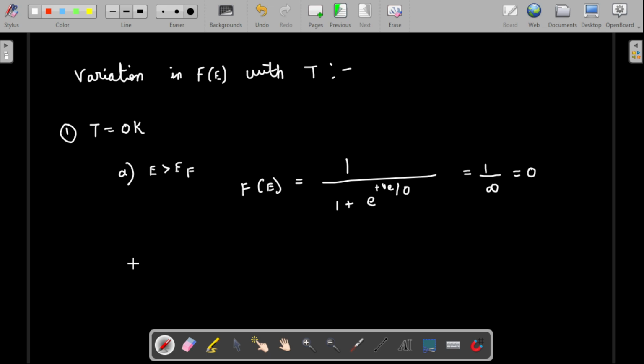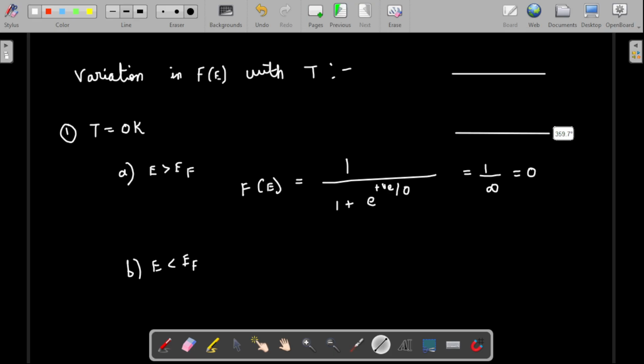So this is the energy level which is less than EF. In this case, we took the example of an energy level that is above EF. So let me draw a simple diagram so that you can understand it clearly.